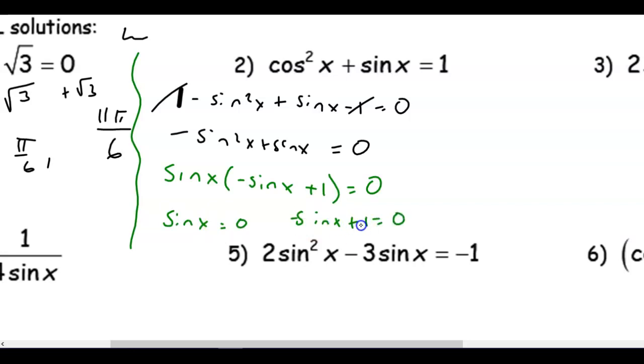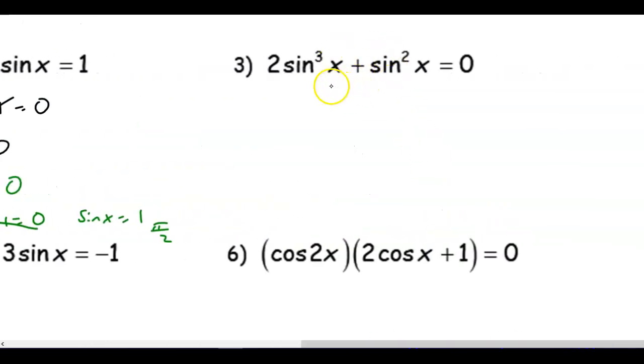Then this one we're going to solve for sine. So subtract 1 and divide by negative, you get sine x equals 1. Because if you subtract and divide by negative, that's negative 1 divided by negative, which is positive. So now you look at your unit circle again and ask, where does the sine value equal 0? Well, this one is 0, 2 pi, and pi. This one, where the sine equals 1, that's going to be pi over 2.